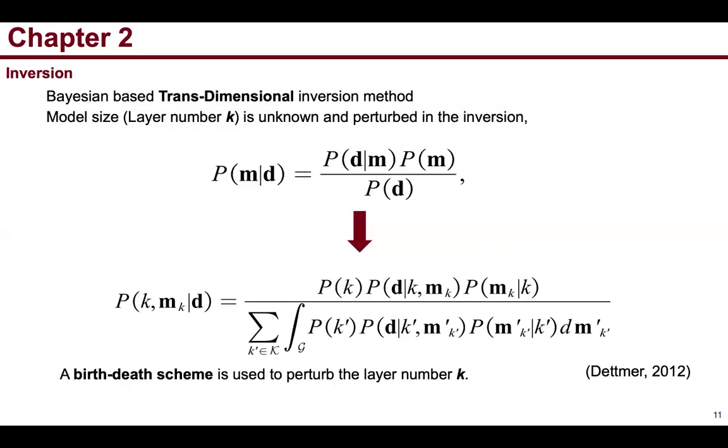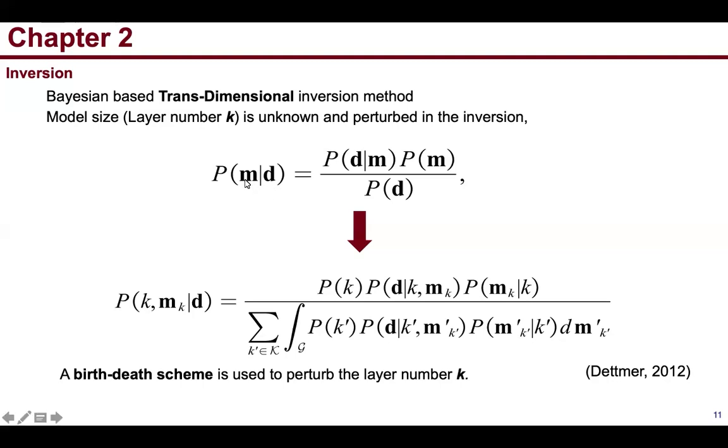As for the inversion, here we use the Bayesian-based transdimensional inversion method. Transdimensional means that during the inversion, the model size, which is the layer number in our case, is unknown, and it will be explored during the whole inversion.